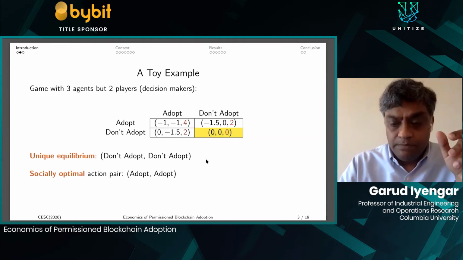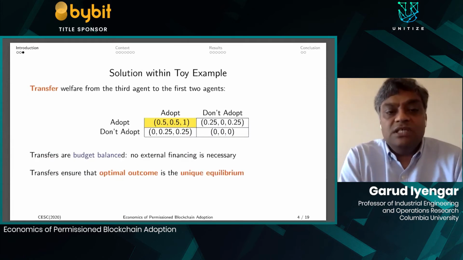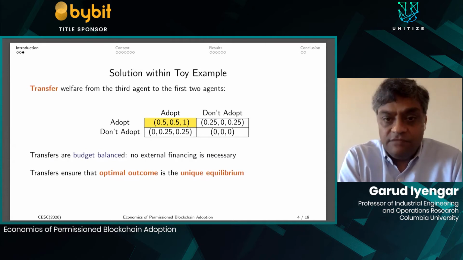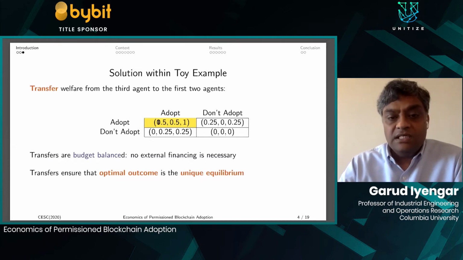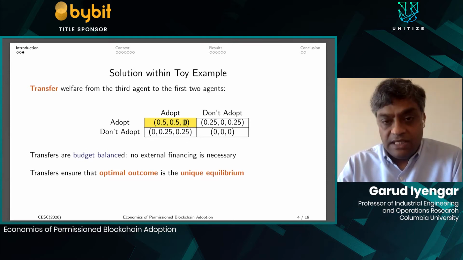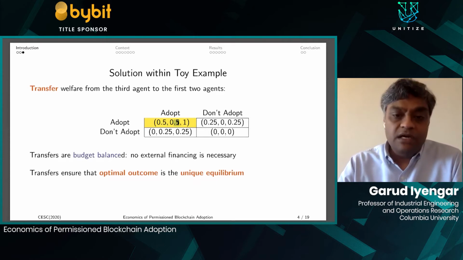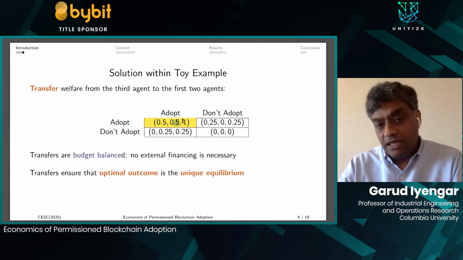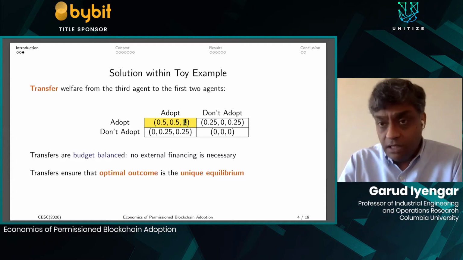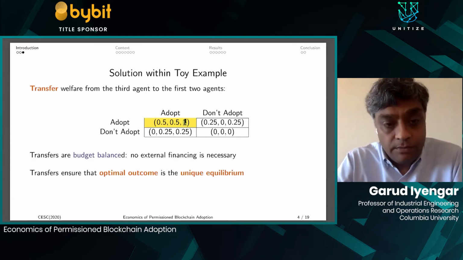For this particular toy example, we can solve the problem by transferring welfare from the third agent, the agent that basically gets all the welfare, to the first two agents. So what I've done over here is I've taken 3 units of welfare. This cell was 4 units. So I took 3 units of welfare and distributed them, 1.5 to player 1 and 1.5 to player 2. So now their trade-off becomes 0.5, 0.5, and the payoff for agent 3 becomes 1. It's still positive, but it's lower than what it was before.